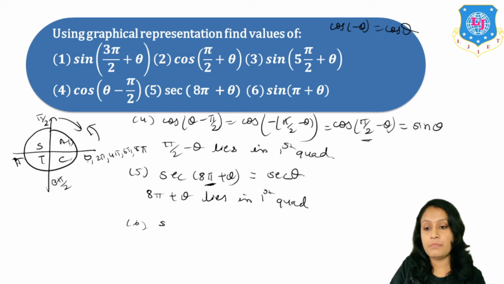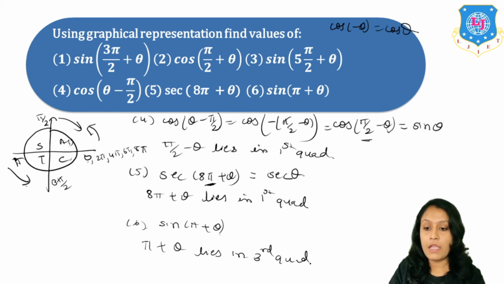Last example, sine of pi plus theta. Again, we need to check where this pi plus theta lies. This is pi, so pi plus theta will come over here. So pi plus theta lies in the third quadrant, and in the third quadrant, tan is positive, meaning tan and cot are positive, all others are negative. Here we have sine, so it will be minus. Here we have pi, so the answer will be minus sin theta.